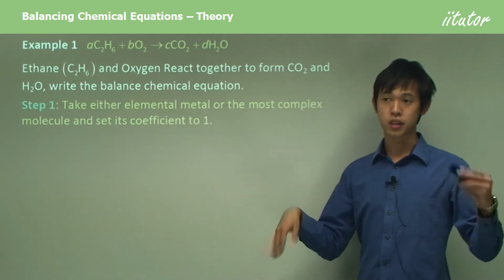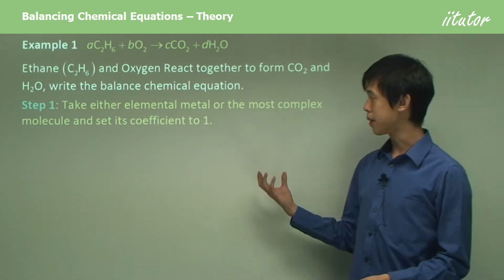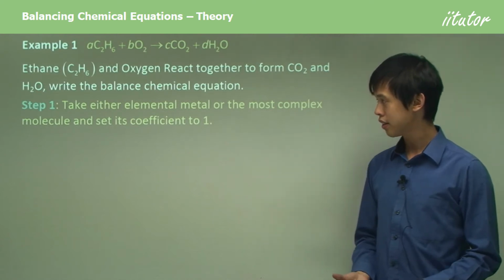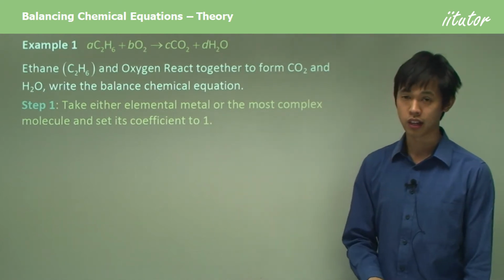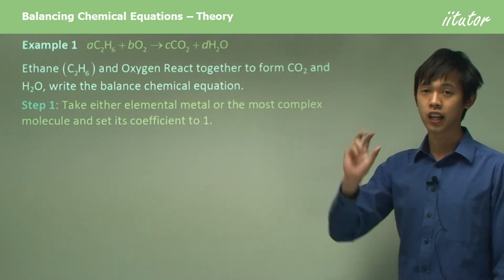So now what are the steps? Step 1 is take either elemental metals or the most complex molecule and set its coefficient to 1. Okay, so what that means is look for single element metals.